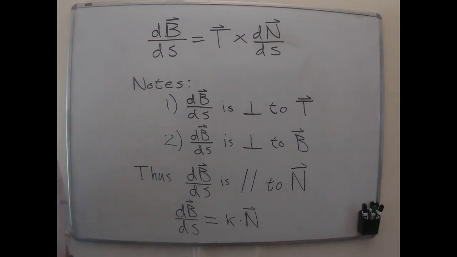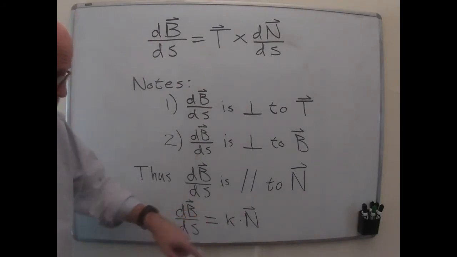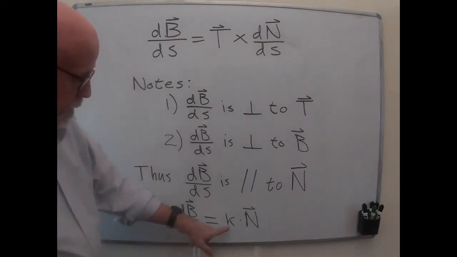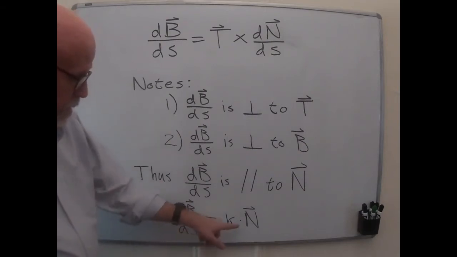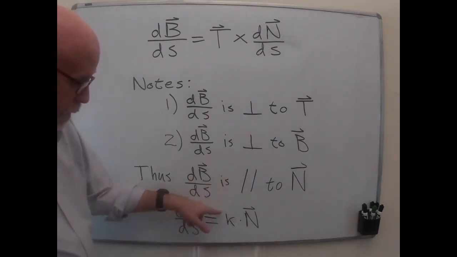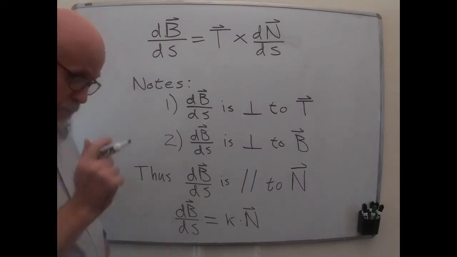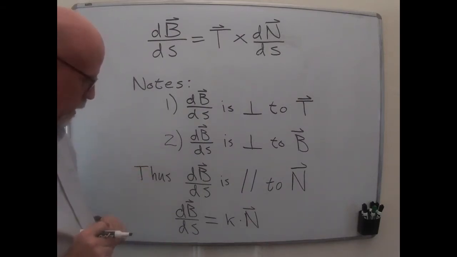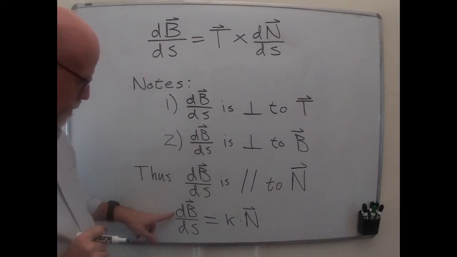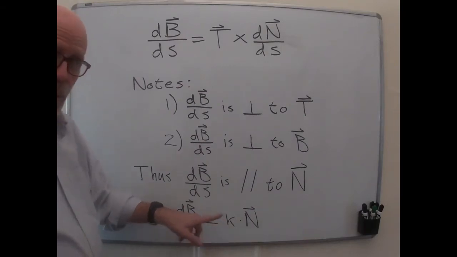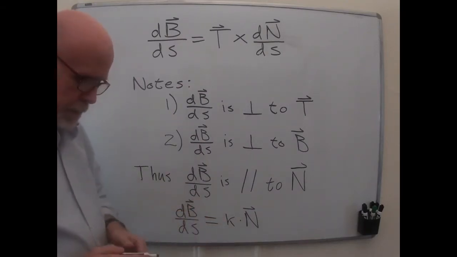What we use for that constant is the torsion. So that constant tells you how much the torsion is. And if you think about sizes, this constant times n just scales n up to have that length. That means whatever this constant is, it's also the magnitude of dB ds. The problem, well, what I just said is slightly a lie. The problem is that the magnitude of a vector is always a positive number, and this constant can sometimes be negative, and we don't want to lose that sign.